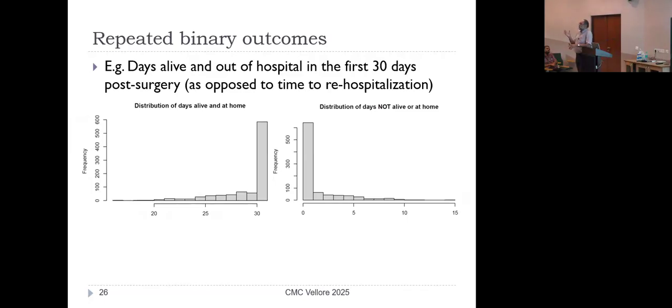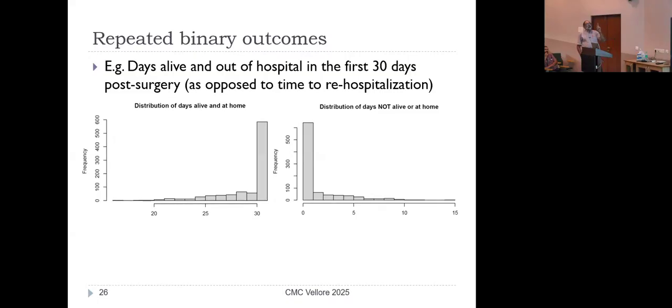And people were randomized to this, and the outcome was days alive and out of hospital in the first 30 days. This is an interesting one because the data looked sort of like the one on the left here: in the 30 days, most people were fine. Some people came in for 1 day, some people came in for 2 days, etc. Some people came in for even 10 days. So this data looked very strange.